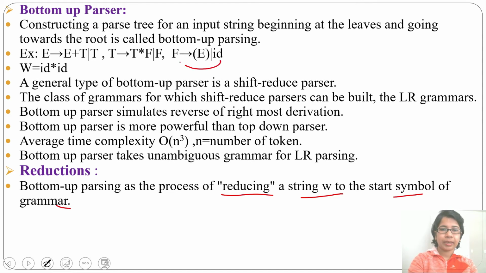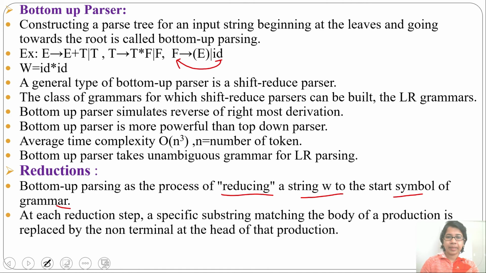Like from the right side, we are going to the left side. From some terminal, we are going to some variable. So that is a reduction process. At each reduction step, a specific substring matches the body of the production and is replaced by the non-terminal at the head of the production. Like at every step, some right side will match. Then that right side will be replaced by the LHS. So that is a reduction step.